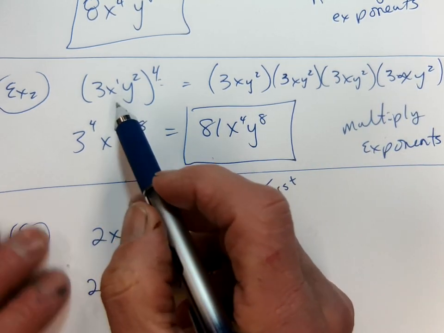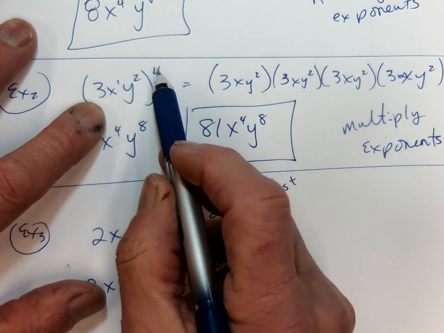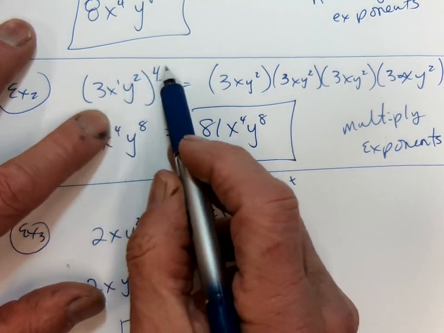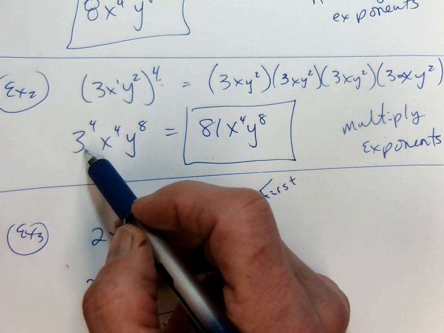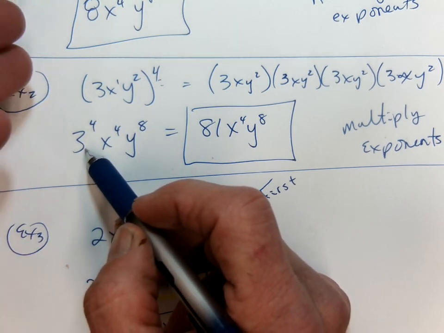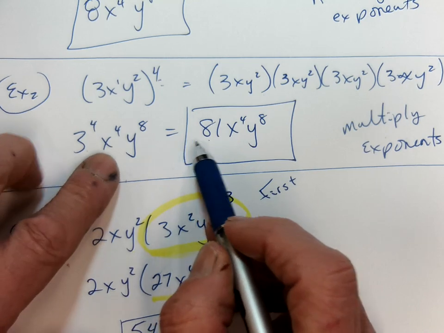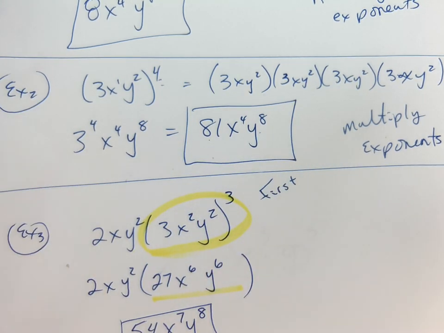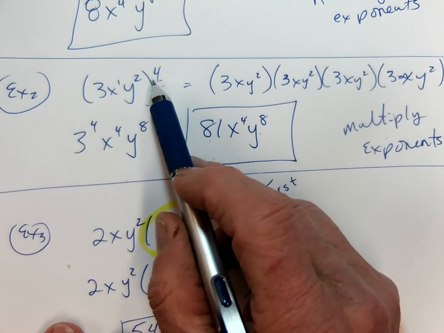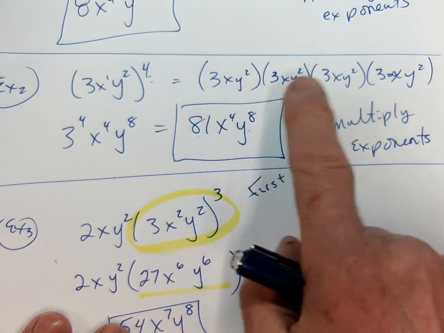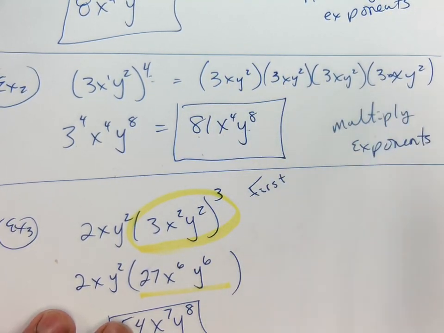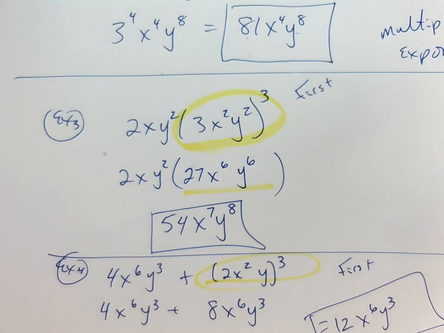So I'm going to have an invisible 1. I'm going to have an x to the 4th and a y to the 8th. Now I still have 3 to the 4th power, which is 3 times 3 is 9 times 3 is 27 times 3 is 81. So I get an 81, x to the 4th, y to the 8th. Okay? Exponent to an exponent, we multiply exponents. Instead of going 3 times 3 times 3 times 3, and how many x's, how many y's. Okay. Example 3 is a combination of both.